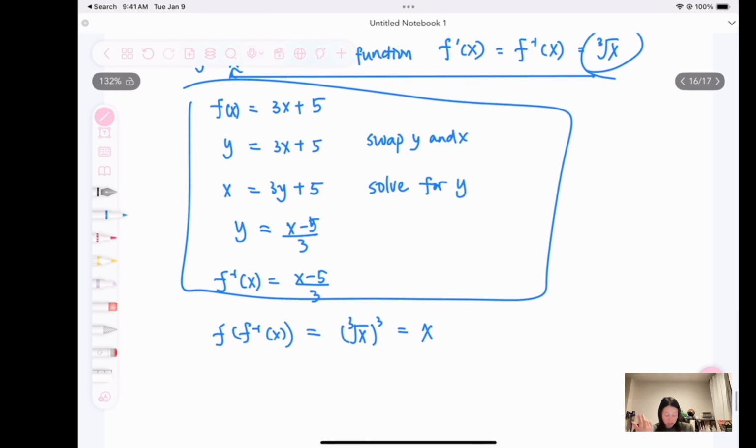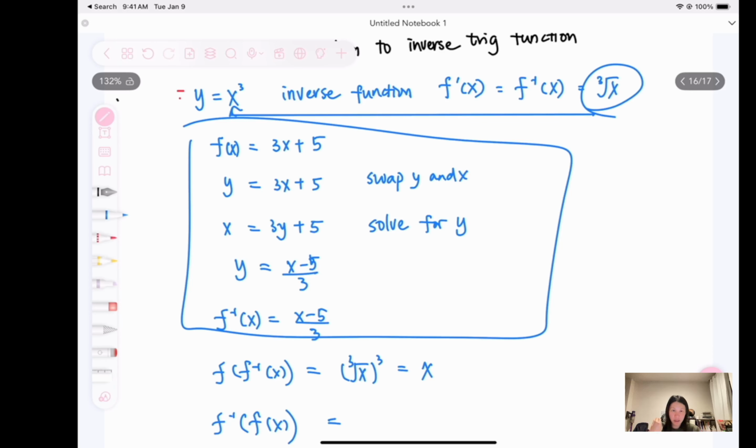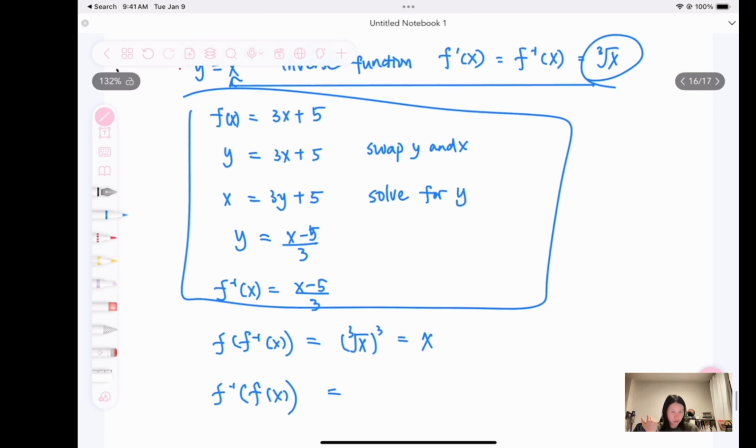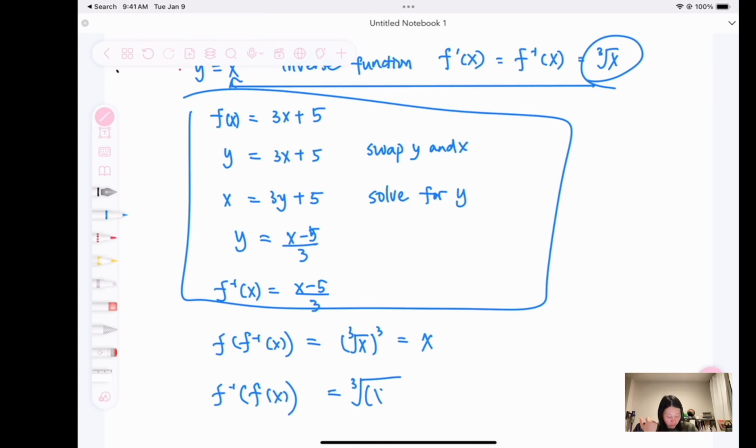Or the other way around, we take the inverse function and compose it with the original function. So we get the cubic root of the original function, which is x to the cube power. Still, it will equal x. So that means if we embed the original function with the inverse function, or the other way around, we can solve for x. That's the idea of that.